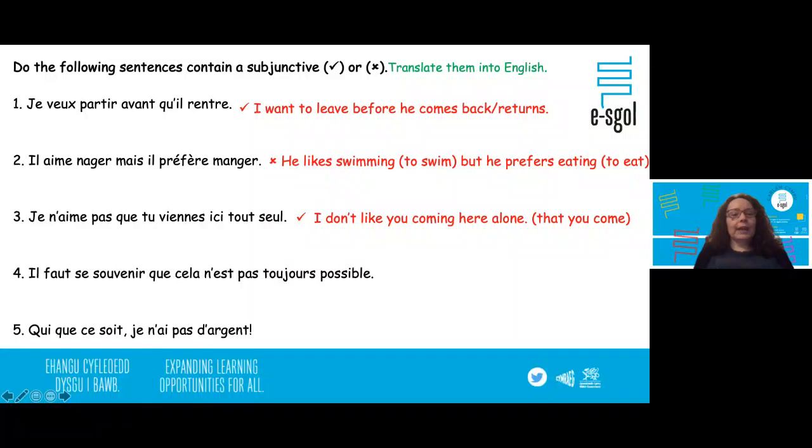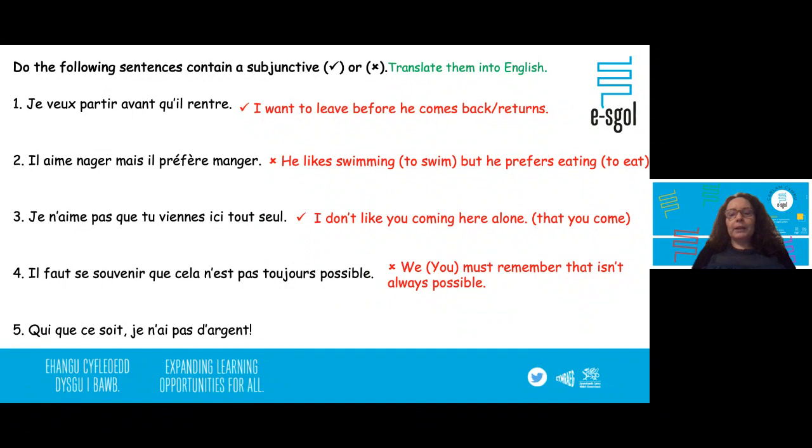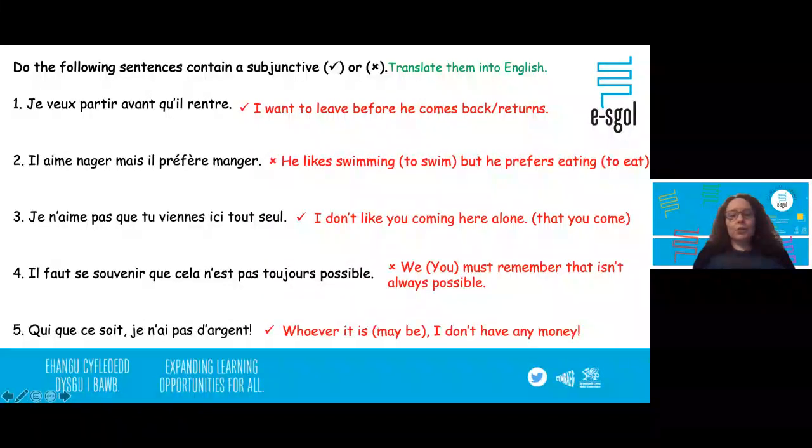Numéro 4. Il faut se souvenir que cela n'est pas toujours possible. We can see the verb here. Is it the subjunctive? No. So we must remember that it isn't always possible. Numéro 5. Qui que ce soit, je n'ai pas d'argent. So there's the verb there. Is that the subjunctive? Yes, it is. Whoever it is or whoever it may be, the subjunctive, I don't have any money.